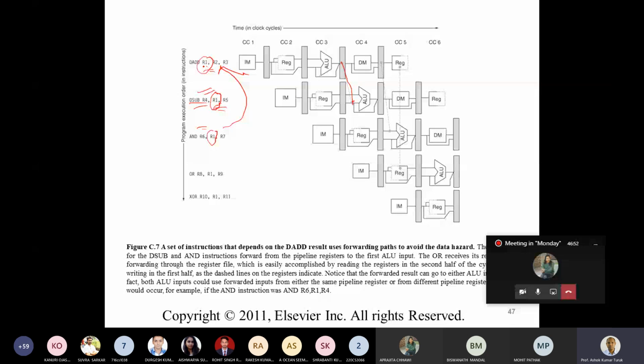So what does the forwarding logic detect? The forwarding logic detects whether the source register is the destination of either of the two immediately preceding instructions, and if it is, then the hardware logic selects suitable forwarding to select from the pipeline register.